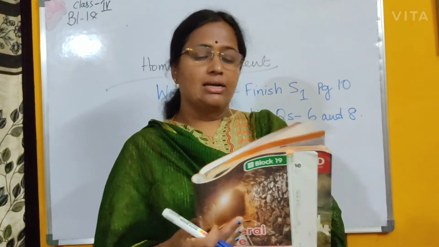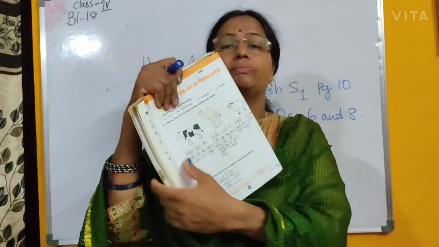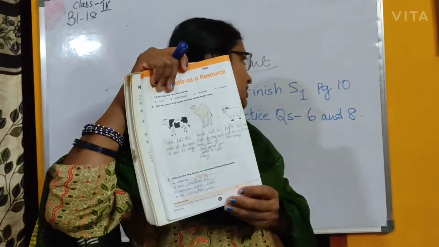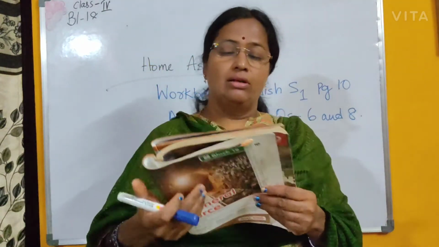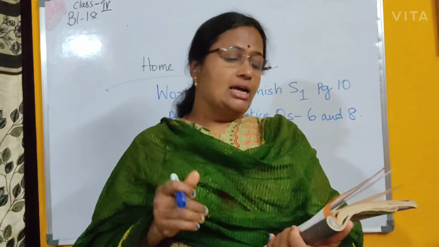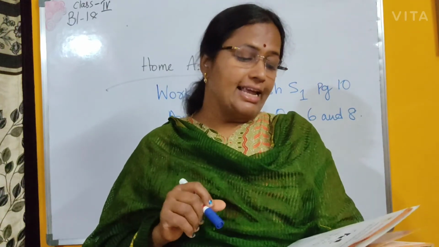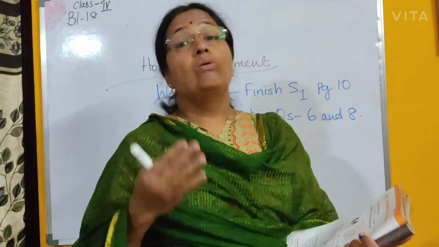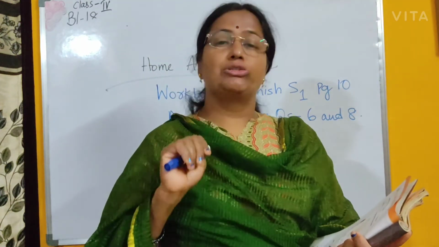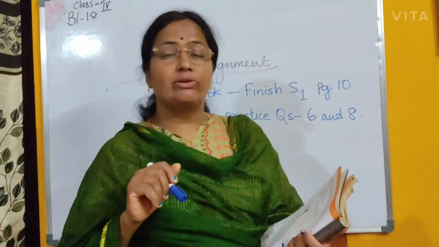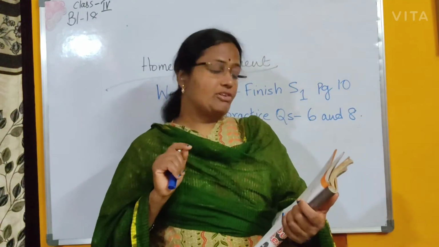S1, animals as a resource. This is your worksheet on page number 10. I will read the questions. Animals as a resource, tick the things that come from animals. What are the things that come from animals? You have to tick. 4 options are given. Out of that you have to tick which things come from animals.